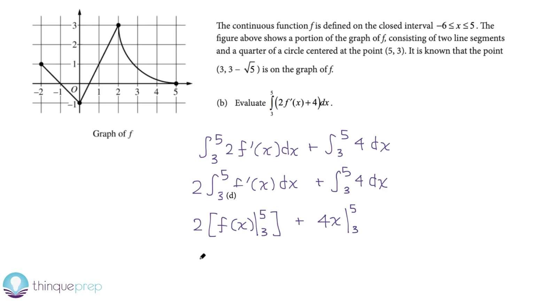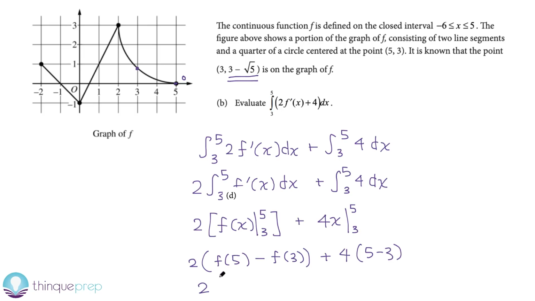And then we can just go ahead and do some plugging in, right? So we just need to evaluate what f of 5 is, and then we need to minus what f of 3 is. And then for the second half, we just need to do 5 minus 3. Luckily, we have the graph of f here, right? So f of 5, well, that's just 0, right? And then f of 3 is right here, but they give it to us in the question. They tell us that the point is 3 minus rad 5.